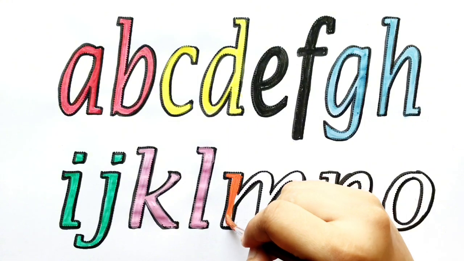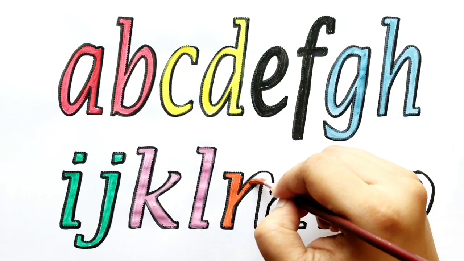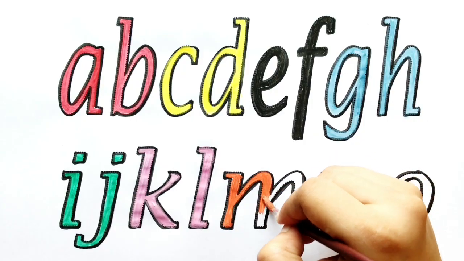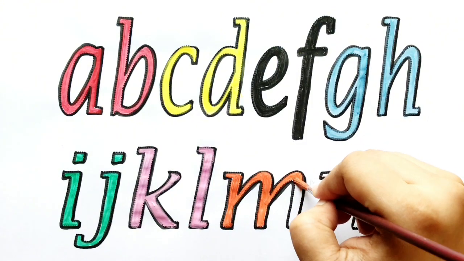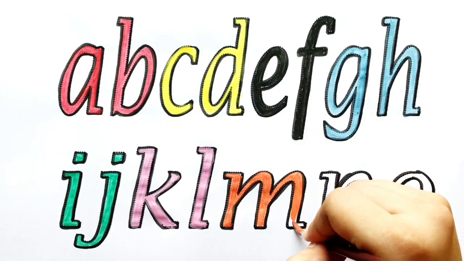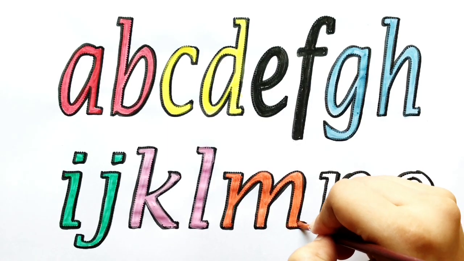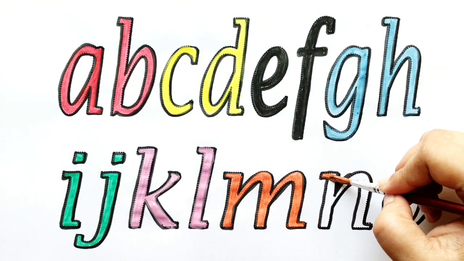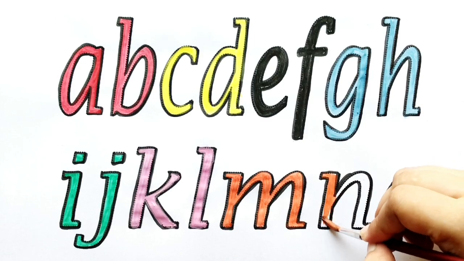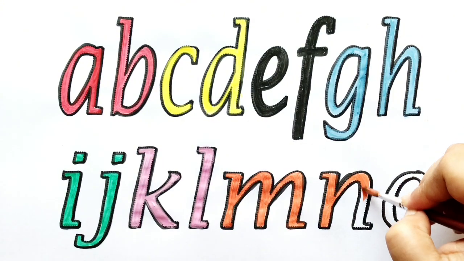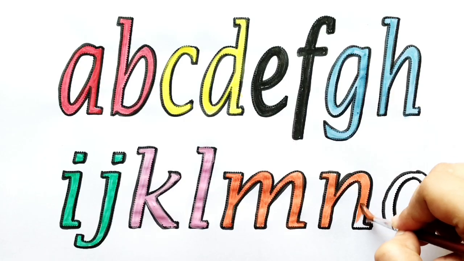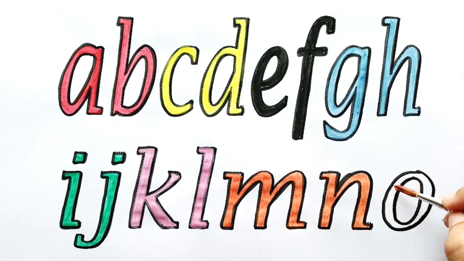Orange color. M for monkey. N for nest. O for octopus.